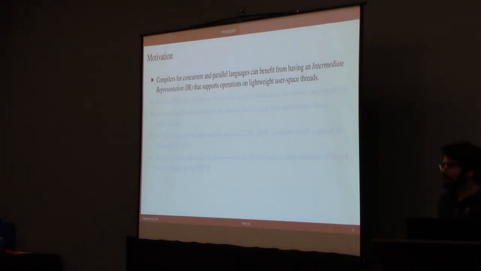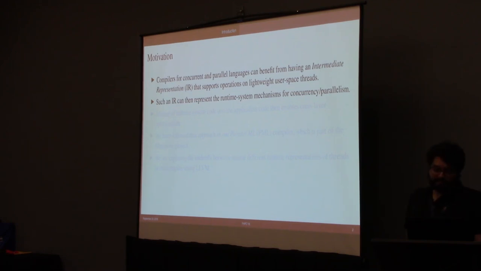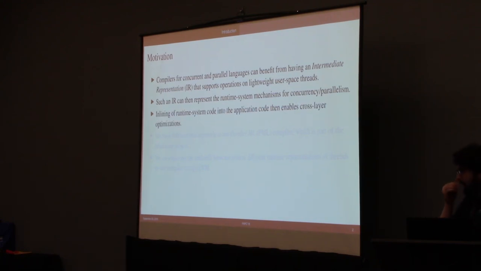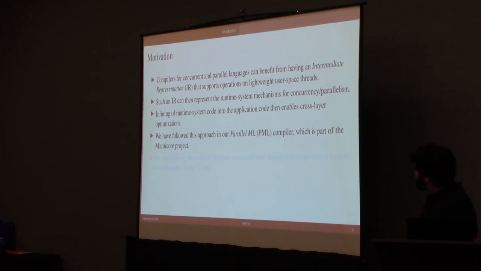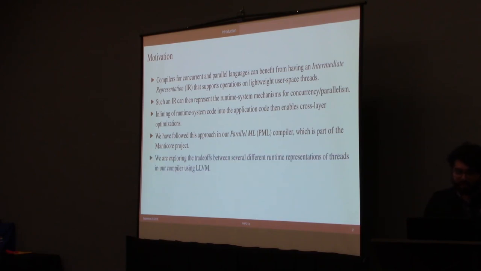Having a compiler IR that can understand threads is great for a concurrent or parallel language. The reason why is you can represent a lot of runtime system mechanisms or concurrency constructs in that same IR. And then you can also optimize that part of the runtime and the user space threads along with the rest of your program. And so this is the approach we took in Manticore, our parallel ML language. That was what we did previously.